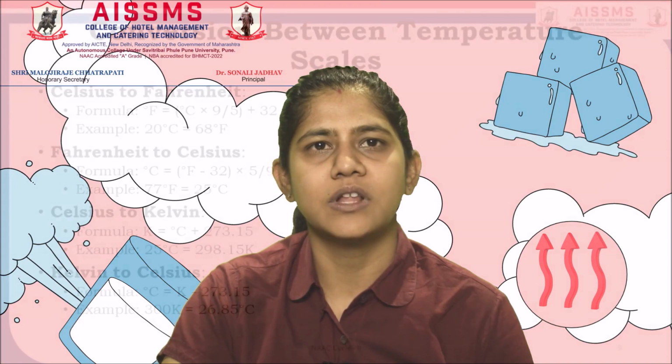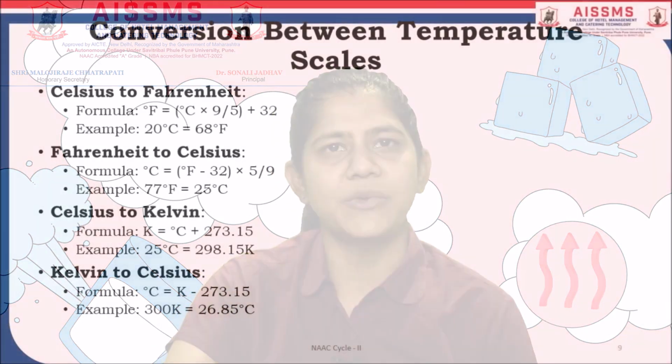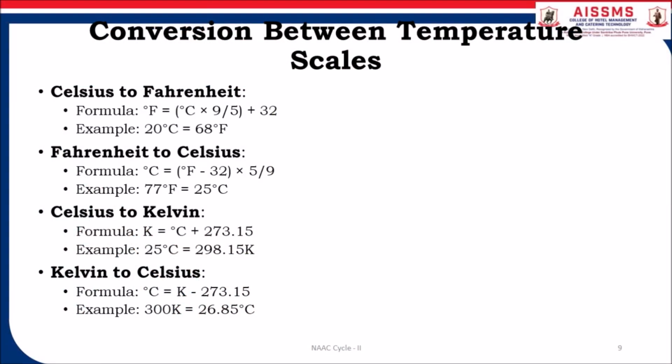Understanding temperatures can be as simple as converting between different scales. Let's learn how. Say we have a temperature of 20 degrees Celsius. Ever wondered what that would be in Fahrenheit? To convert Celsius into Fahrenheit, we multiply the Celsius temperature by a fraction of 9 upon 5, then add 32. Let's look at the mathematical expression.